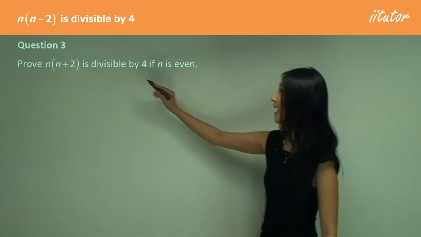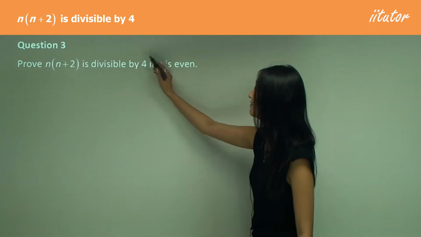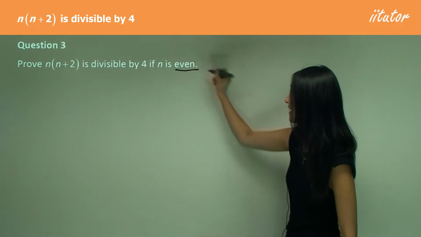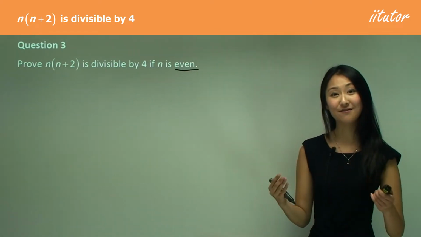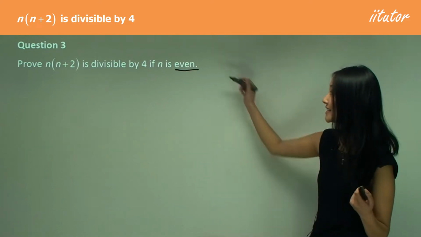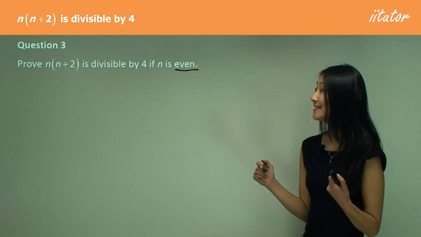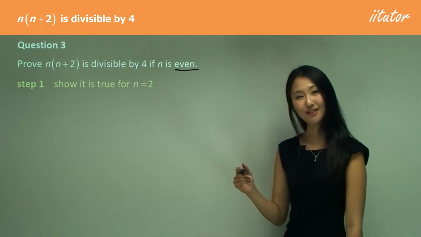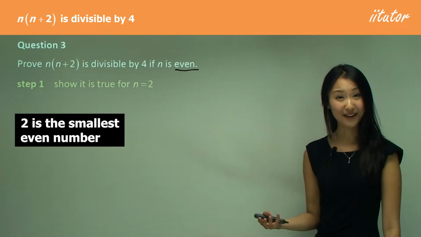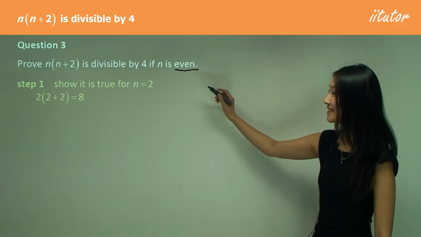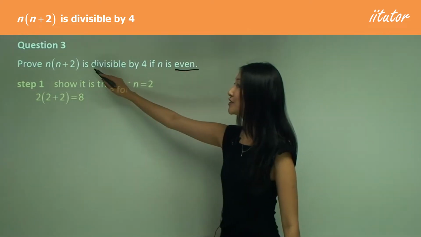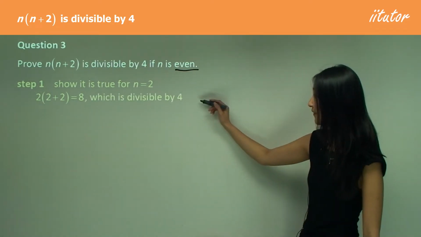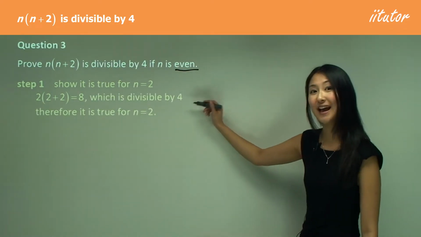We want to prove that n times n plus 2 is divisible by 4, and you see here, if n is even. So you can see the question has specified that this really only works if it's even. So that means that when we start off with step 1, we want to show it's true for n equals 2 because that's the smallest even number. So that's why we start off with that. So substituting 2 into this, we have 2 times 4, which equals 8, which is indeed divisible by 4. And therefore, this is true for n equals 2.